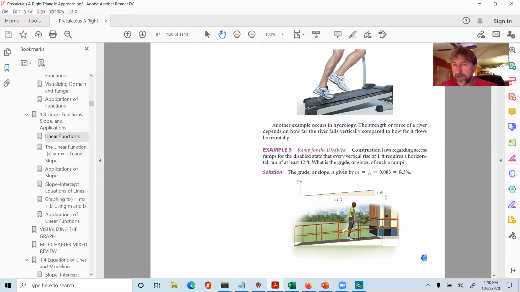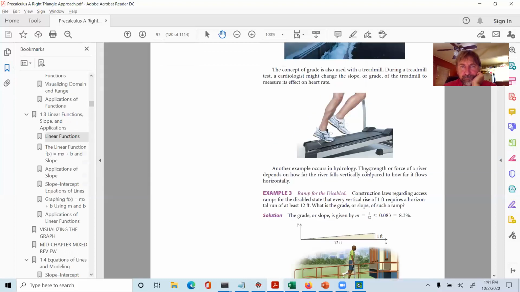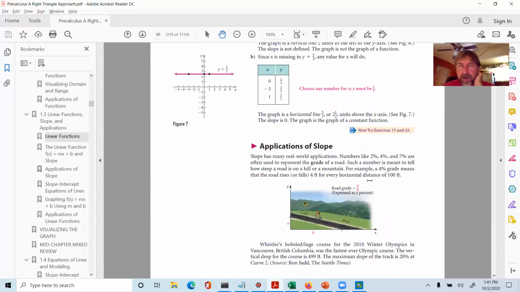It says, what is the slope of such a ramp? Well, the solution: 1 divided by 12 is 0.083, or it's an 8.3% grade. Some of you may live in North Carolina or somewhere where you have mountains with a 15% grade. This has an 8.3% grade. Percent grade is what they say as you're driving through the mountains.